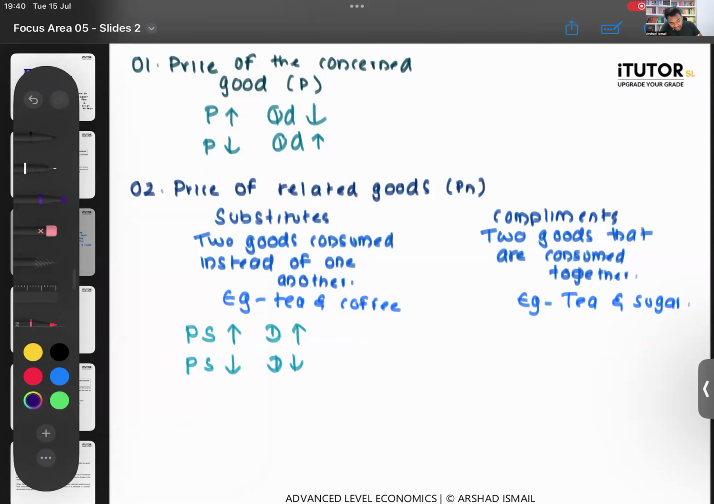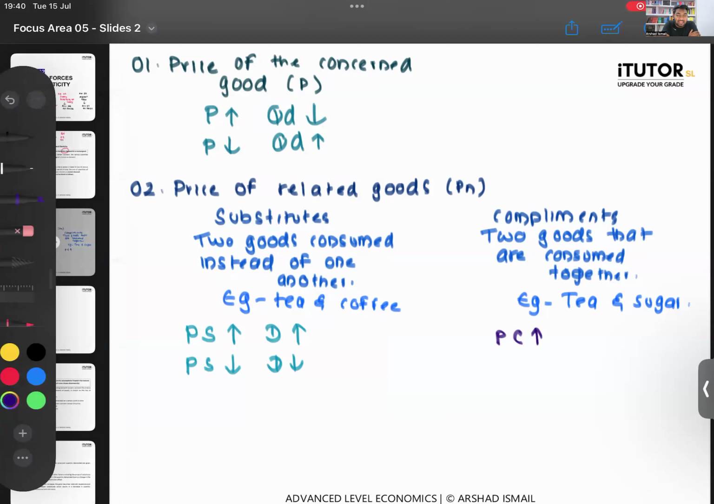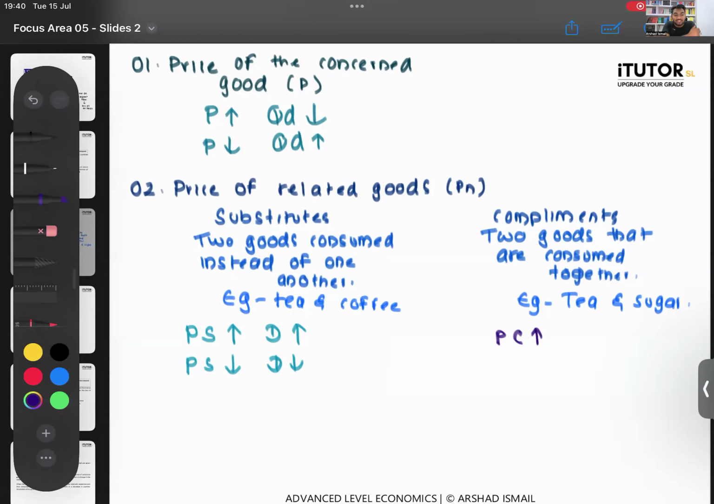Okay, so what happens now? Let's say the complementary good became very expensive. Let's say Dialog is telling you for 1 GB of internet, you have to pay 1,000 rupees. That is the price of the complementary good. For my classes, the complementary good is data. They increased their price. So what happens if the price of the complementary good increases? What do you think will happen to the demand for my class? Now data packages are very expensive, so no one will buy data, and no one can come to my class also. So the demand for my classes will start to fall.